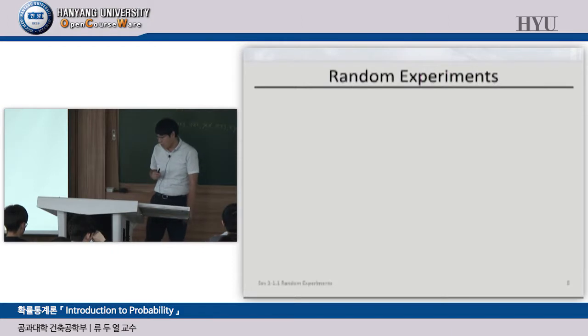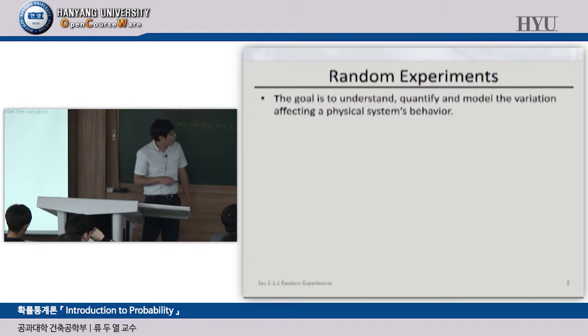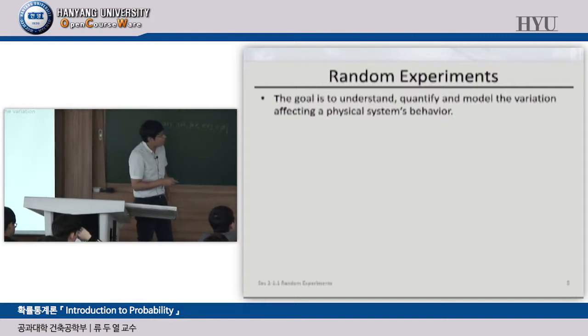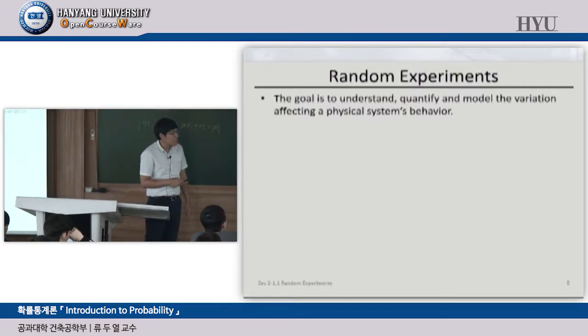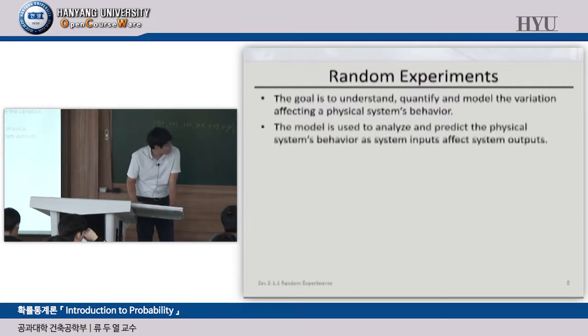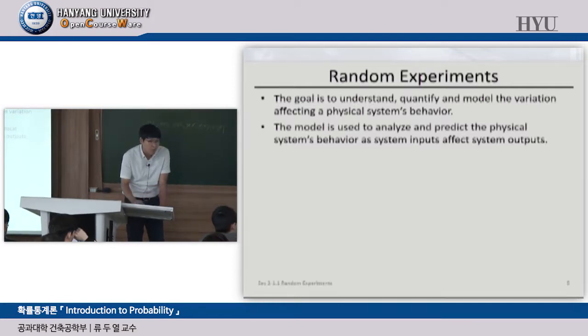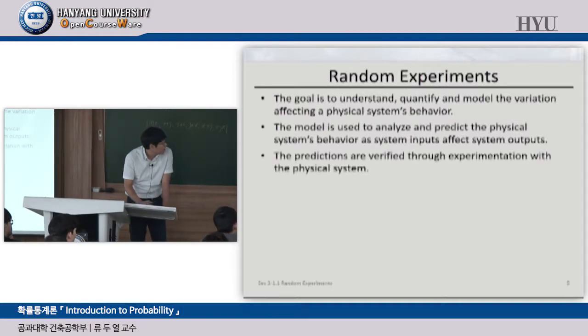And firstly, we are going to study about the random experiment. The goal of a random experiment is to understand, quantify, and model the variations affecting a physical system's behavior. The model is normally used to analyze and predict the physical system's behavior when the system inputs affect the system outputs. The predictions normally are verified through experimentation with the physical system.